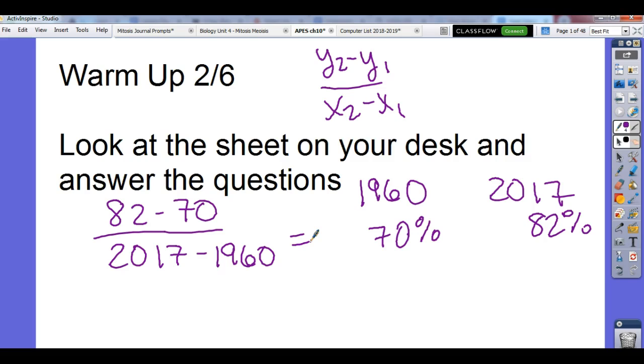You can use a calculator for this. When you get down to the second part, there are some graphs, and you're going to have to look at these graphs in order to figure out the other answers. So I'm going to give you about 10 minutes to work on this. Flag me over if you have questions, and then we will be doing some notes after that.